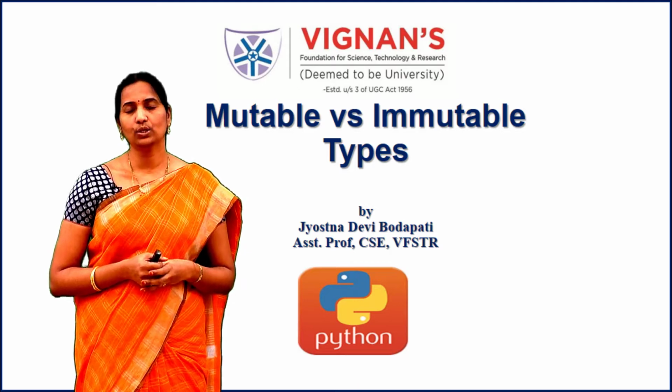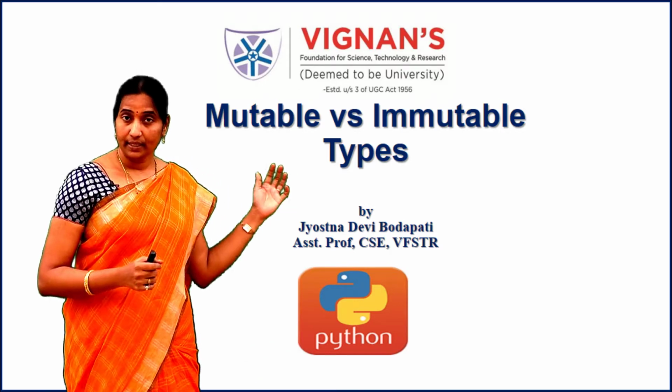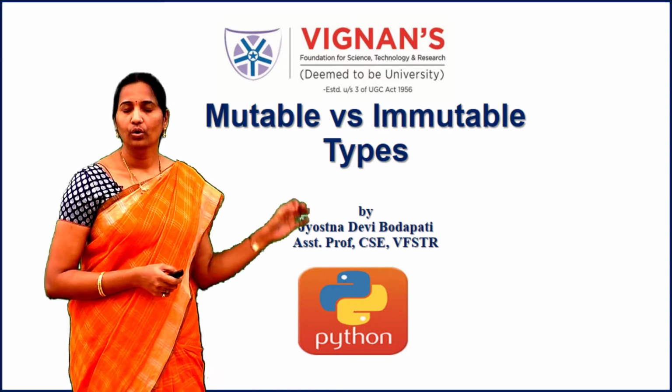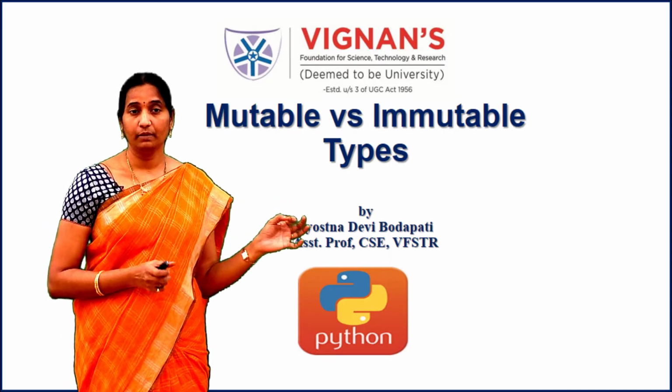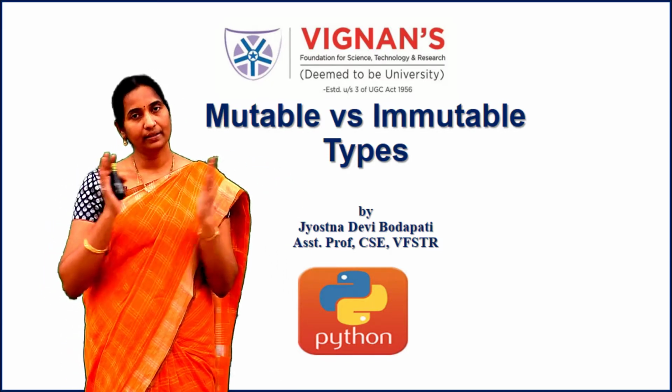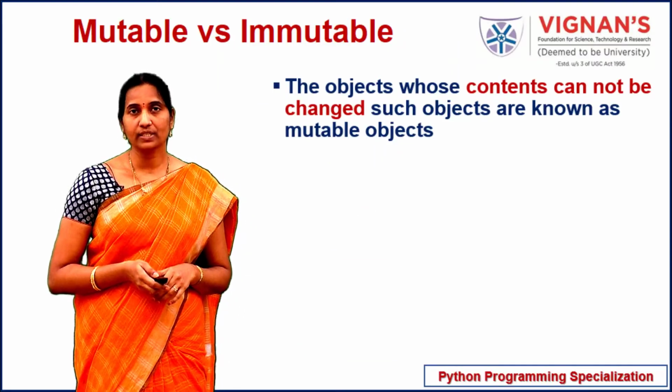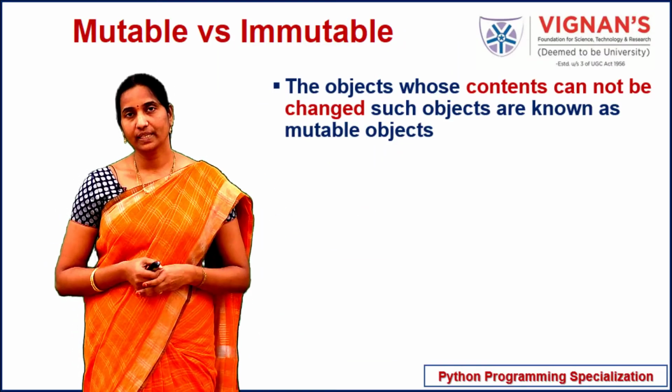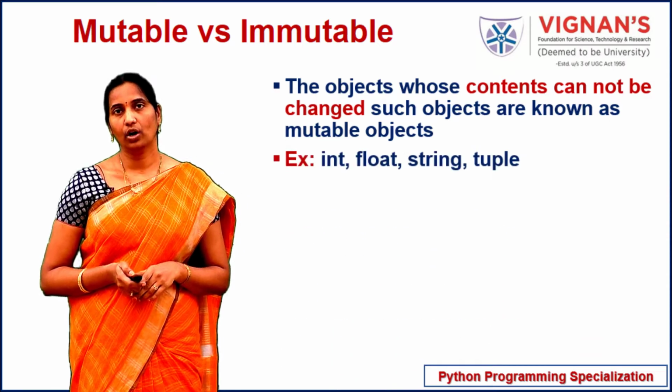In the last few videos, we have discussed various Python data types. In this video, we'll see how Python data types can be categorized into mutable types and immutable types. The objects whose contents can be changed are known as mutable objects or mutable data types.